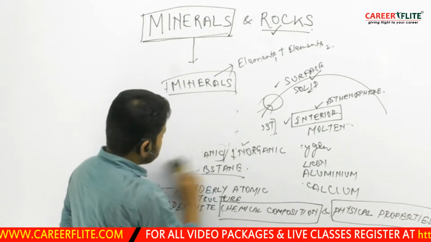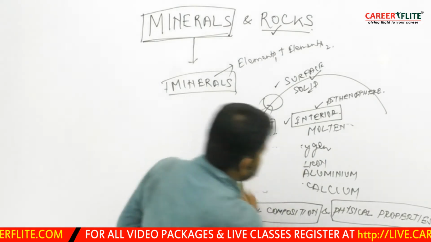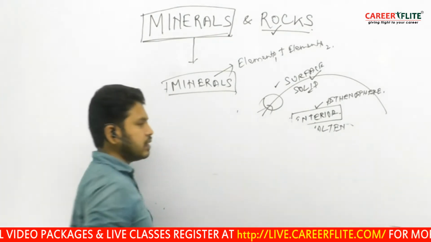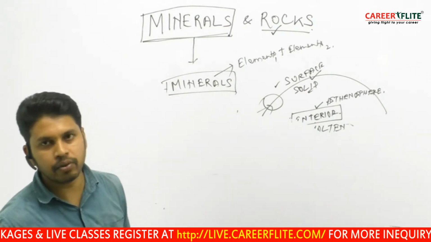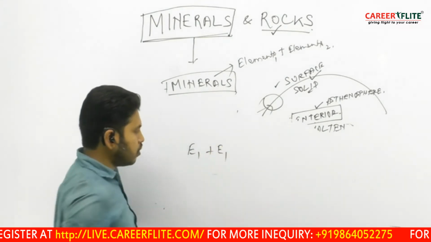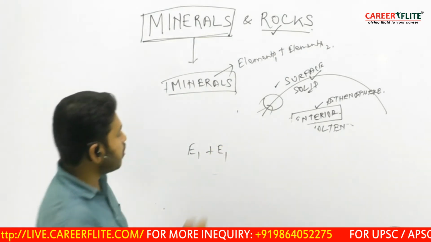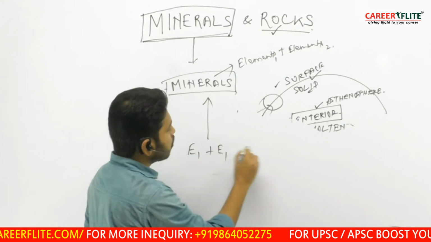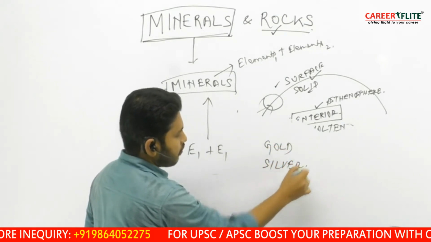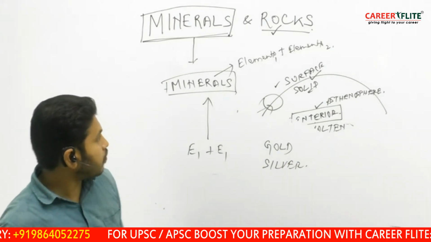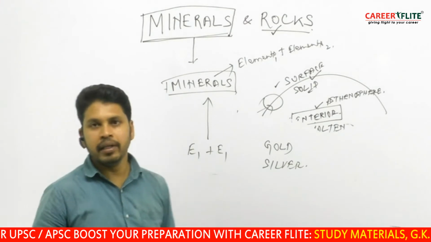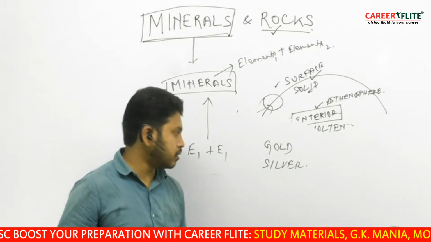Now one thing we can understand is that minerals can sometimes be formed from a single element also. When the single element combines, it can also give rise to minerals. Suppose the same element, element 1 and element 1 again, not two different elements, the same element can combine to give minerals. For example, gold, silver, graphite, etc. They are examples of minerals where the elements are the same. They are not different elements. They are made up of the same elements.